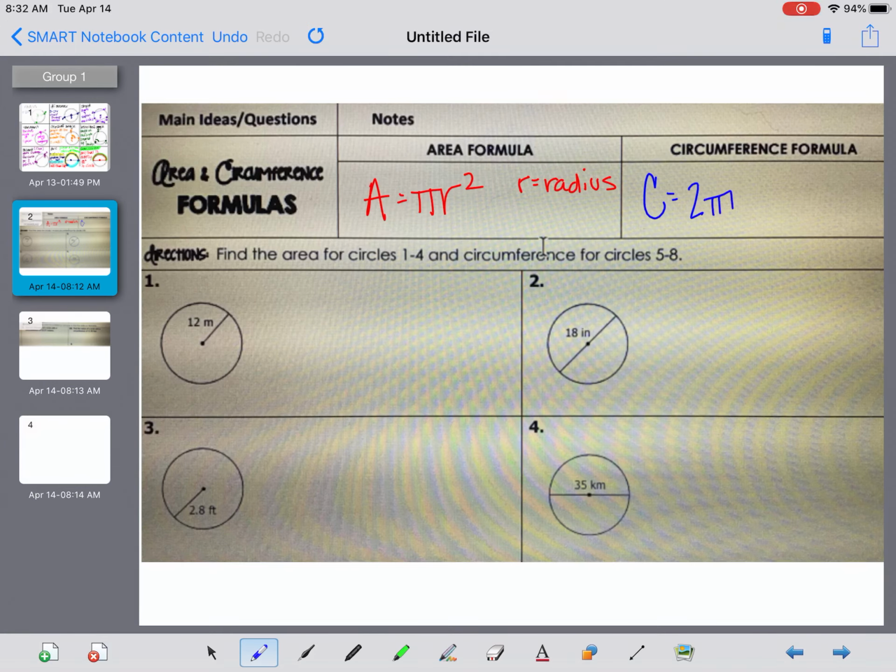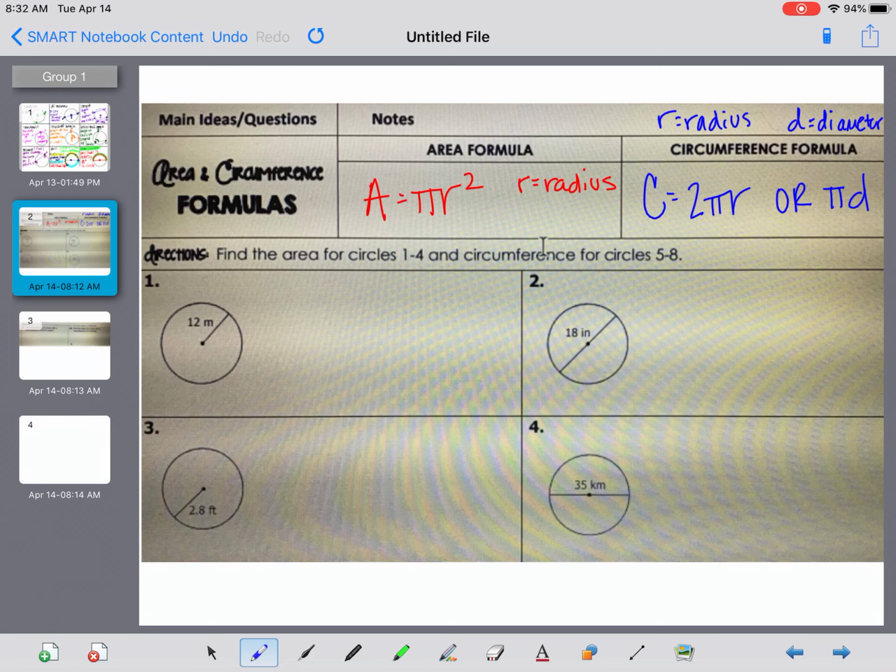And then your circumference, and remember the circumference is the length all the way around the circle, and that is C equals 2 pi r, or pi times d. Those are the exact same formula where r equals the radius and d would be the diameter. And it doesn't matter which one you use here. If you're given the diameter, then use the diameter formula. If you're given the radius, use the radius formula.